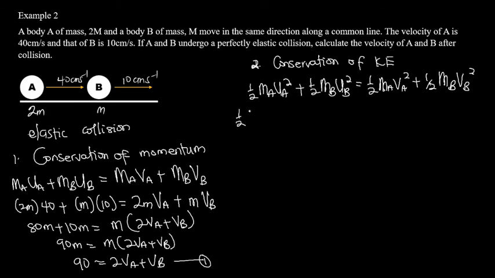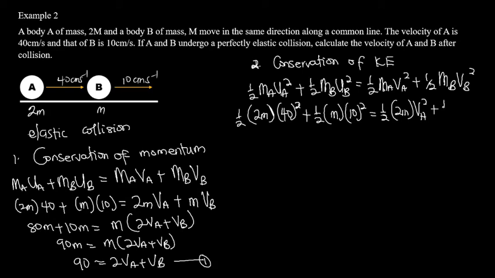So we do the substitution. We have half, our mass of A is 2m, velocity of A is 40, so we square it, plus half mass of B, which is m, velocity is 10, so we have 10 squared, to be equal to half, the mass here is 2m, velocity A squared, plus half, here is m, velocity B squared. Alright, so the half over here will cancel the 2 over here.